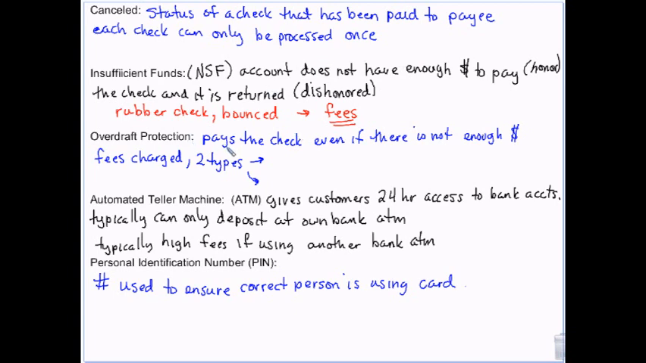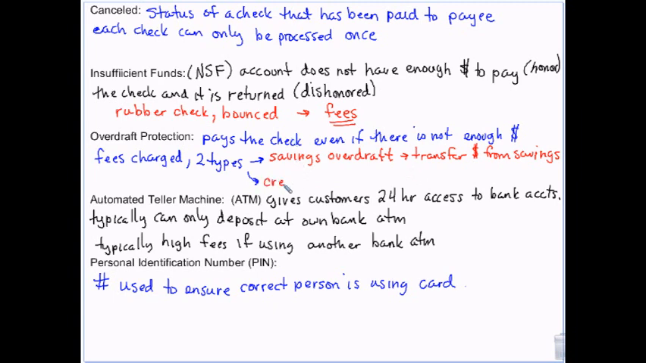Overdraft protection is available on most bank accounts, and it pays the check even if there's not enough money. Fees will be charged. There's two types. There's a savings overdraft where they transfer money from your savings account. Of course, the key to that is you have to have enough money in your savings account to cover what's not being covered by your checking account. Sometimes that maybe isn't enough. And again, they do charge a fee if they have to transfer the money for you.